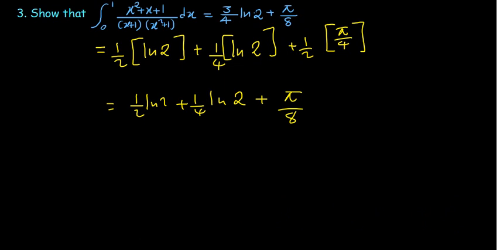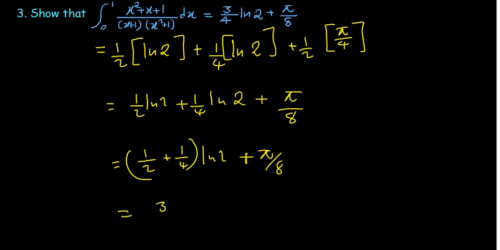Now here what we can do is, natural log is common to both, so I'm going to factorize out natural log. So this is going to be 1 over 2 plus 1 over 4, and then I'm going to put natural log outside like that, then plus pi over 8. So 1 over 2 plus 1 over 4 is 3 over 4. And then we've got 3 over 4 natural log of 2 plus pi over 8. So hence shown. That is what the question was asking about.